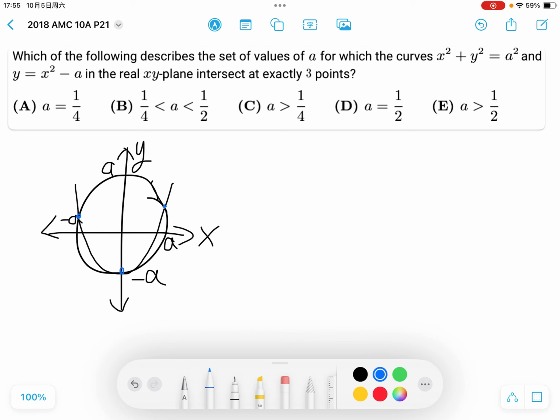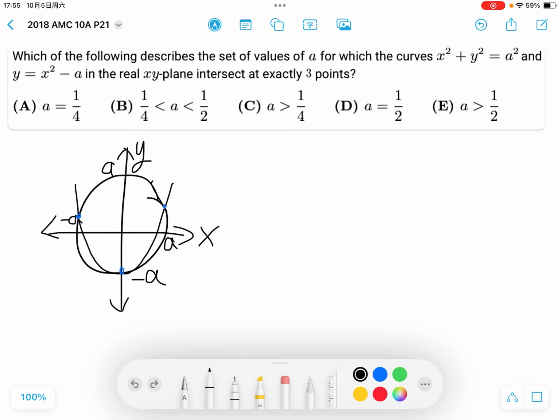So 1, 2, 3. One thing we know here is that no matter what a is, since it's positive, this point is a point of intersection. It's going to intersect at least 1 point, because this graph has a center of 0, negative a, and the circle has a center of 0, 0 and its radius is a, so it extends to negative a. So this point must be a point of intersection. So we only want to find the other 2 points of intersection and we want them to exist.